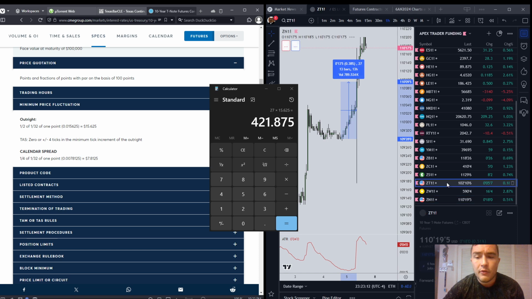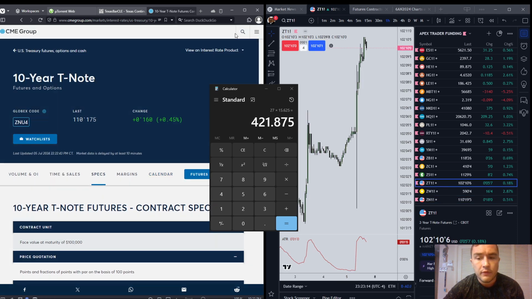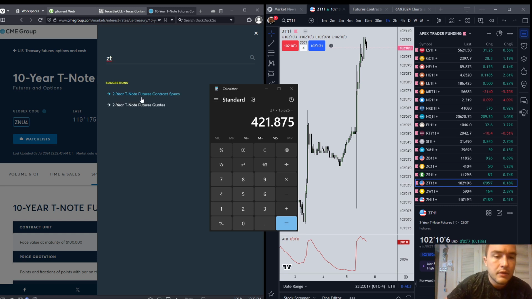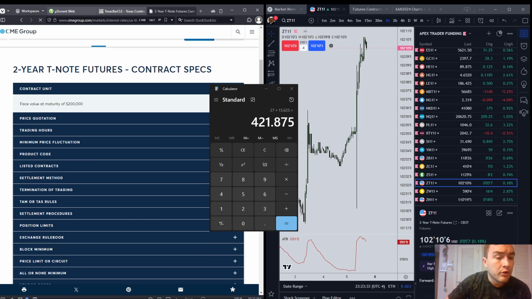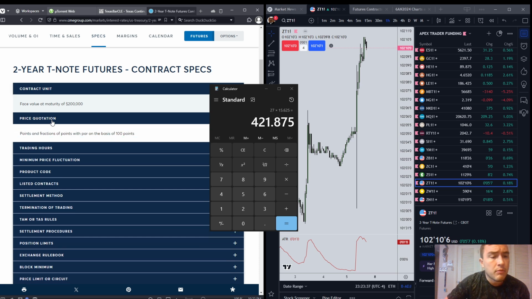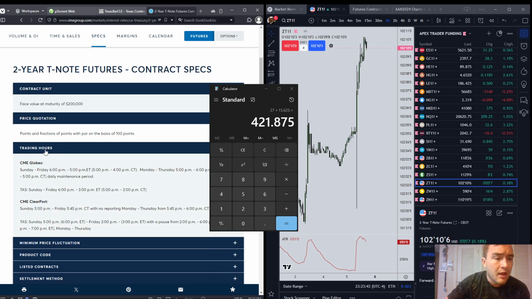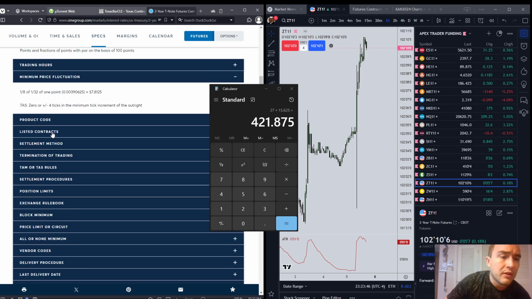And finally, guys, let's look at the 2-year note. This is going to be our last product that we look at, the ZT. Contract unit, face value at maturity of $200,000. So a little bit different. Price quotation, points and fractions of points with par on the basis of 100 points. Trading hours, we know the trading hours. Minimum price fluctuation is 1/8 of 1/32 of 1 point. That's 0.00390625, which is $7.8125.